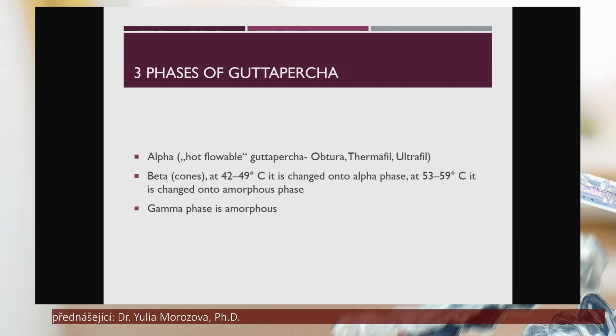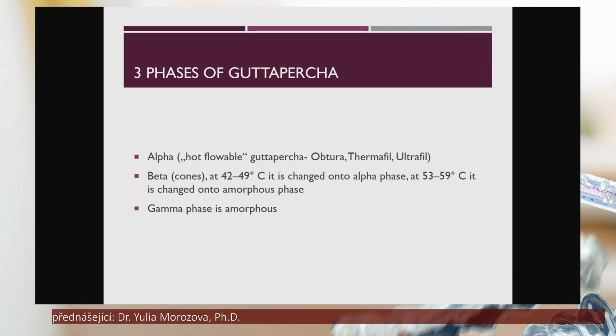But before we discuss the sealers, let me say some words about different phases of gutta percha. As I said, there are three phases: alpha, beta, and gamma. Alpha phase means that gutta percha will become flowable when we apply heat up to 50 Celsius degrees. In this case, we will receive some flowable gutta percha, and due to this flowable property, it's possible to use so-called flowable, hot gutta percha in different techniques of root canal obturation.